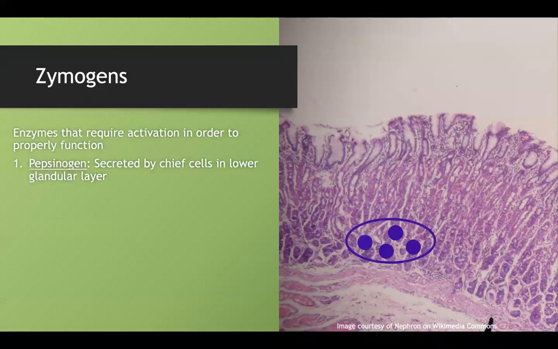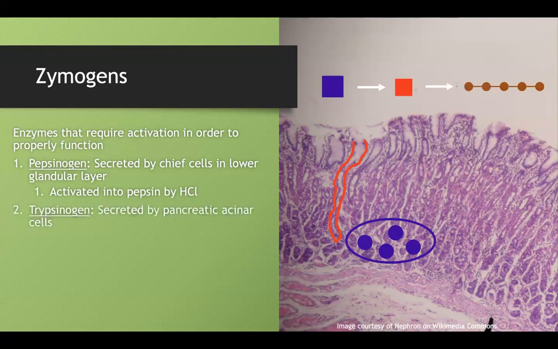We have some chief cells. They secrete it into what's called a gastric pit. This can get released by the chief cells into the lumen, and it's released as pepsinogen, which can't do anything. But in the presence of acid, that pepsinogen becomes activated into pepsin, and this can start breaking down proteins.